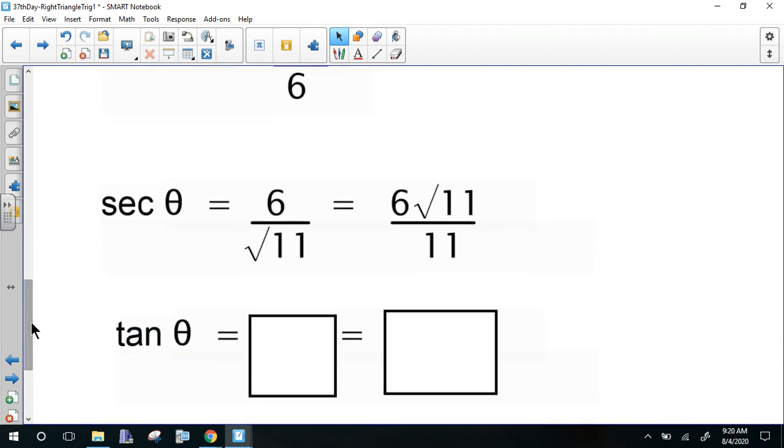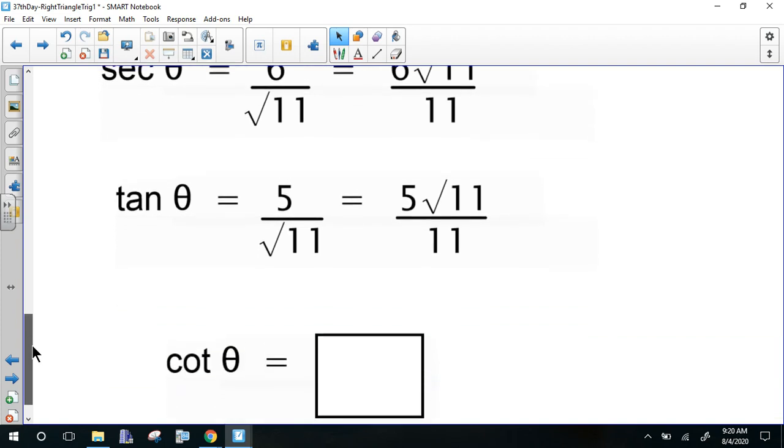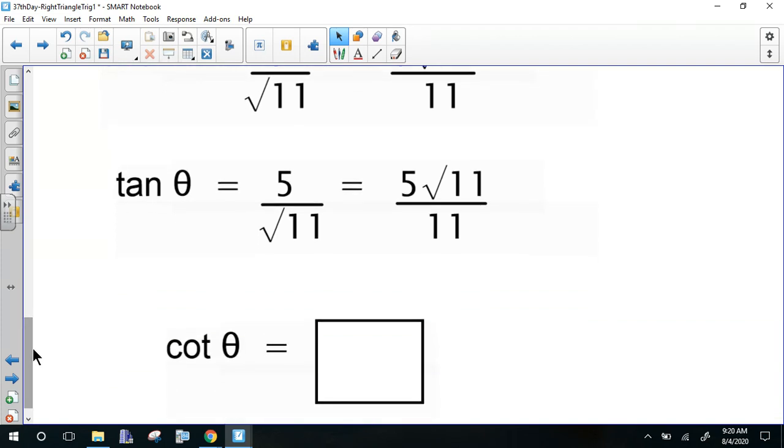Tangent is opposite over adjacent. That's 5 over root 11. I need to multiply by the conjugate to get rid of the radical in the denominator, and I get 5 root 11 over 11. Cotangent, if I just flip the 5 over root 11, I'll have my cotangent.